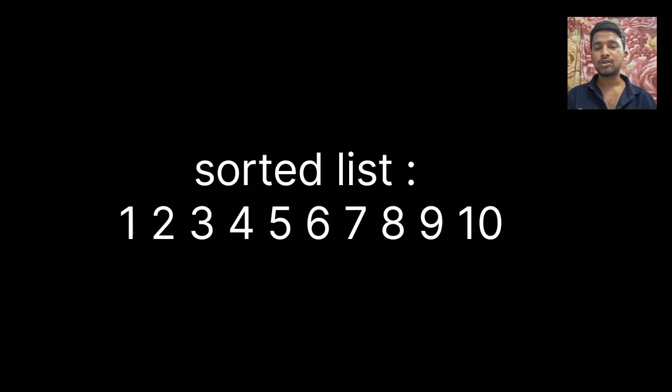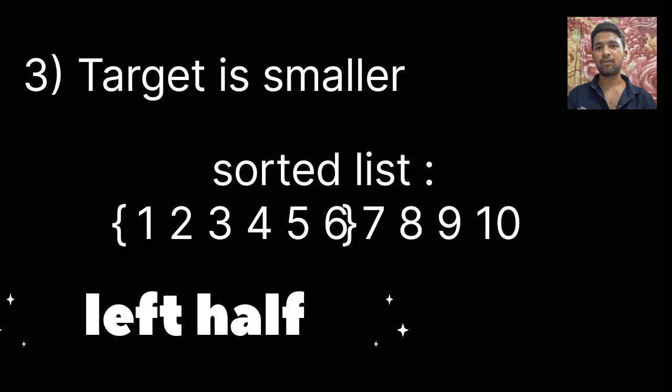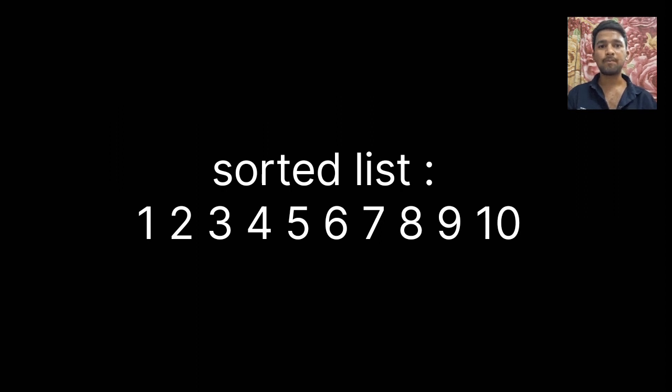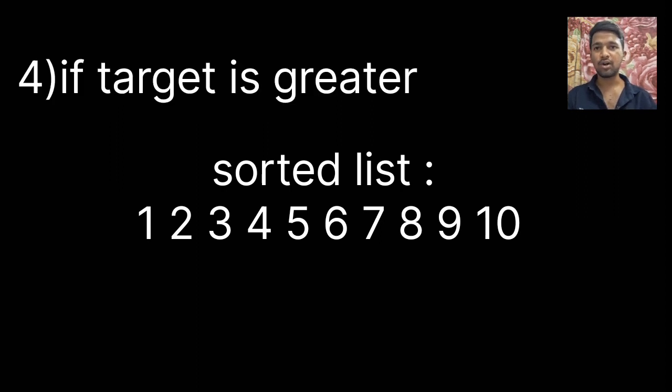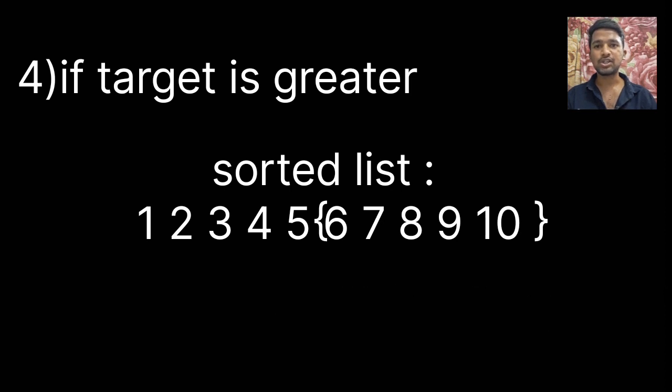Now let's learn the steps in binary search. Step 1, start with the middle element. So in the example here, 1 to 10, 6 is the middle element. If it is the target, you're done. Else if the target is smaller, search in the left half. Here 1 to 6 is the left half. Or if the target is larger or greater, repeat with the right half. Here 6, 7, 8, 9, 10 are placed in the right half. You search in this right half.